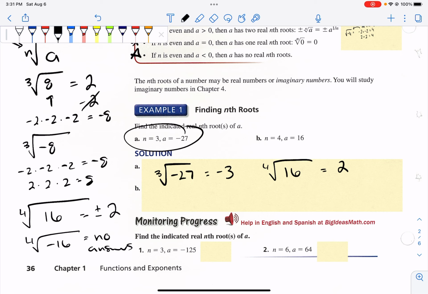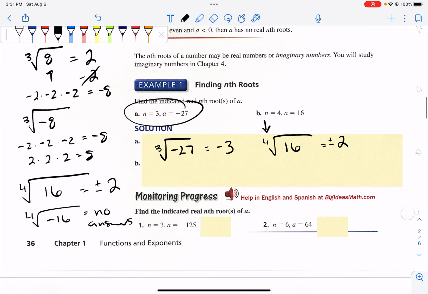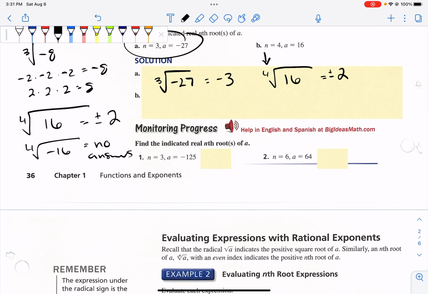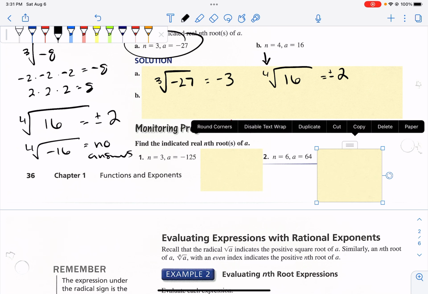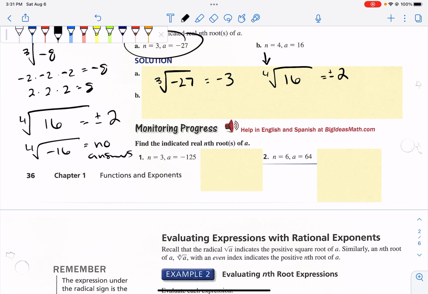But I need you to remember, if this is an even number, then I'm going to get two answers, a positive and a negative 2. I need you guys to remember that one. Your calculator is not going to tell you that. I need you to remember that one, all right? So down here, numbers 1 and 2, go ahead, try those on your own really quick. Pause the video, find your calculator, plug them in, make sure you get the right answer.